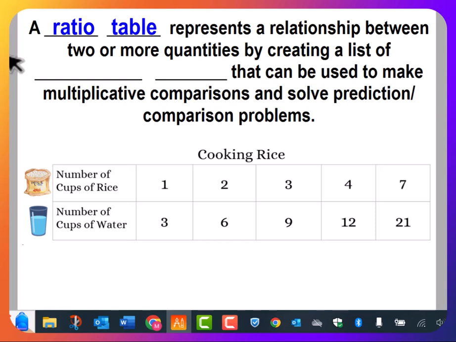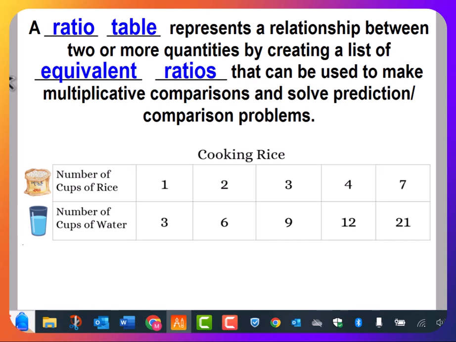Okay, a ratio table represents a relationship between two or more quantities by creating a list of equivalent ratios that can be used to make multiplicative comparisons and solve prediction comparison problems. So a ratio table is just a table that lists the ratios, and they can list multiple equivalent or equal forms of the ratio. And we use the tables to make comparisons and to solve prediction problems. So take a look at our first table here.